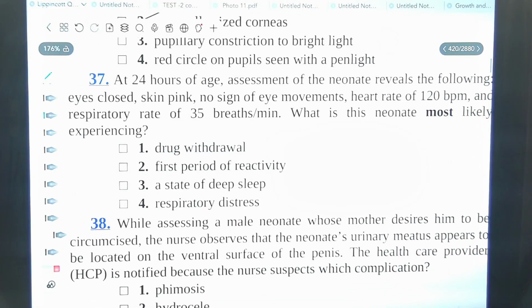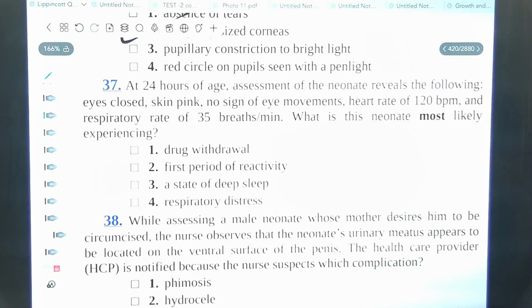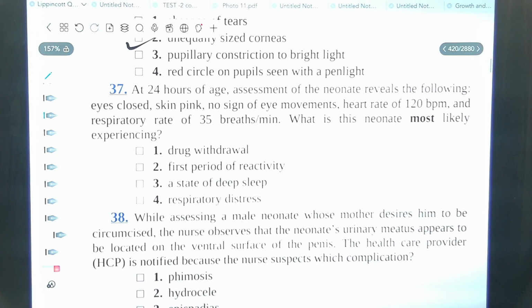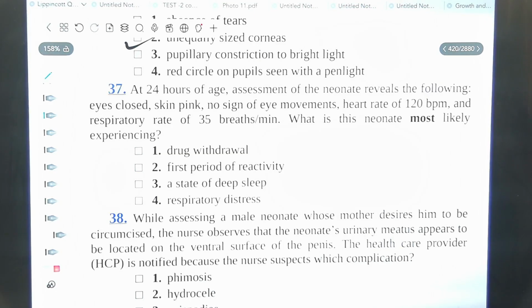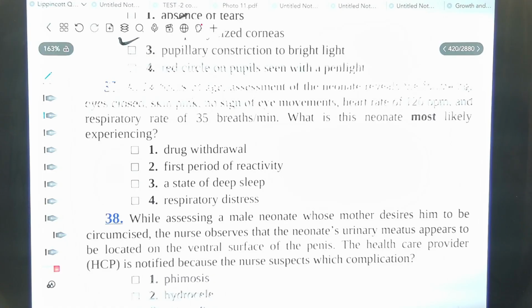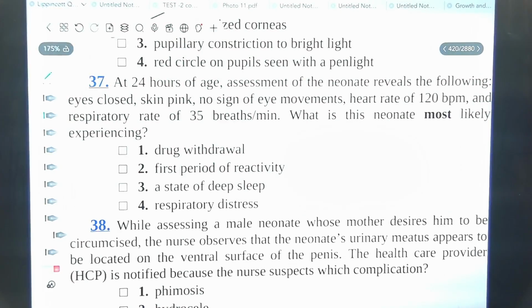Next question 37. At 24 hours of age, assessment of a newborn reveals the following: eyes closed, skin is pink, no sign of eye movements, heart rate is 120 beats per minute, respiratory rate is 35 breaths per minute. What is the neonate most likely experiencing? So all these findings are not dangerous. So what can be the right answer? Choose the right one. It indicates a state of deep sleep. So third will be the correct response.